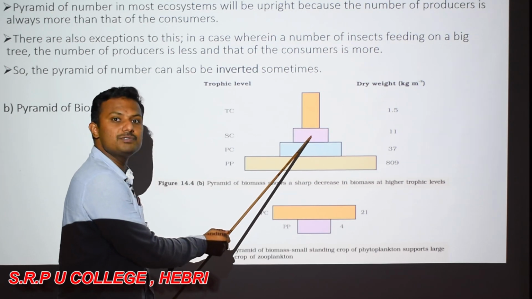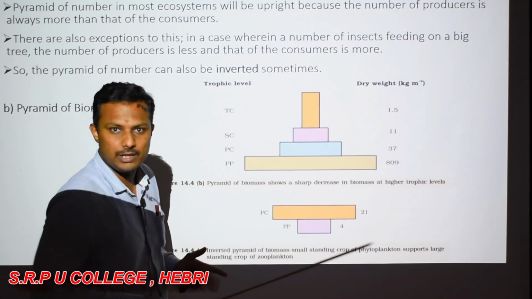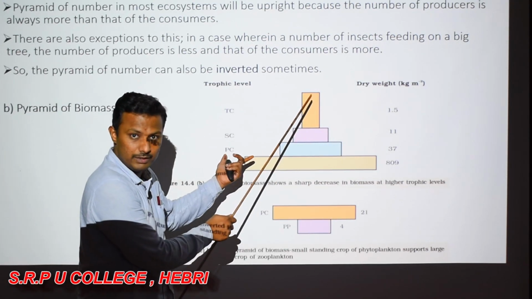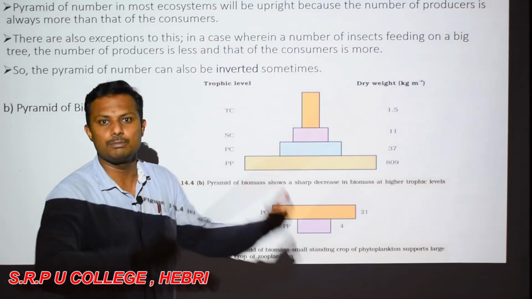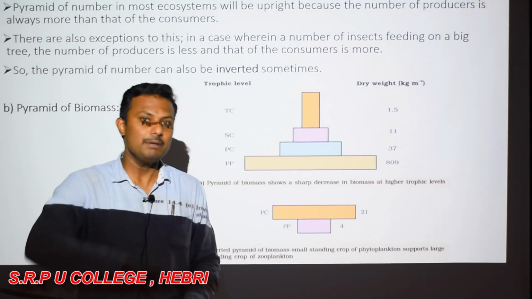Again, the number of wolves is lesser than that of the rabbits. That is why here the biomass is also reducing. And similarly, the number of the lions or tigers we had taken. When the number decreases, the biomass also decreases. Right? But in certain cases, it can be inverted also.